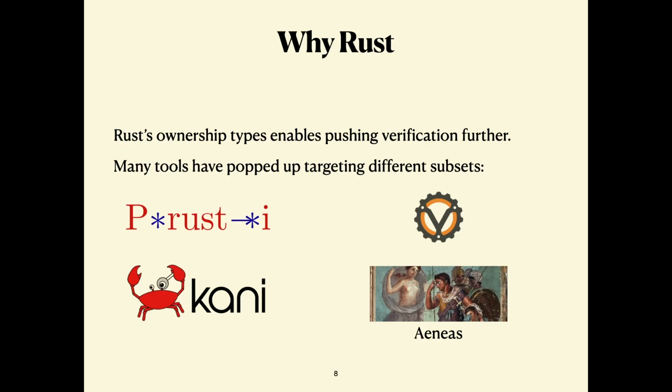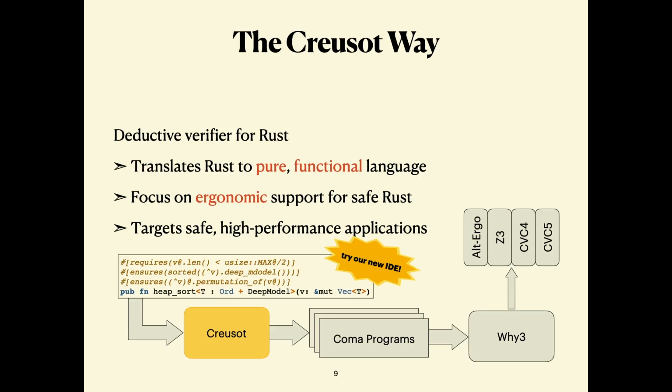And Creusot is one of those tools that is also based on this observation: the idea that ownership types will really simplify reasoning. What ownership types allow us to do in Creusot is translate Rust programs into a pure functional language and then verify that instead. The reasoning is that verifying pure functional programs is generally considered to be a lot simpler than verifying imperative mutable languages with memory and pointers and things like that.